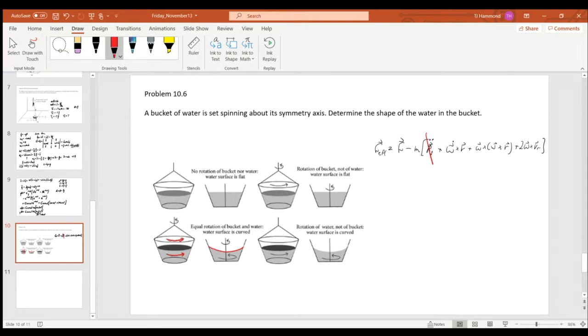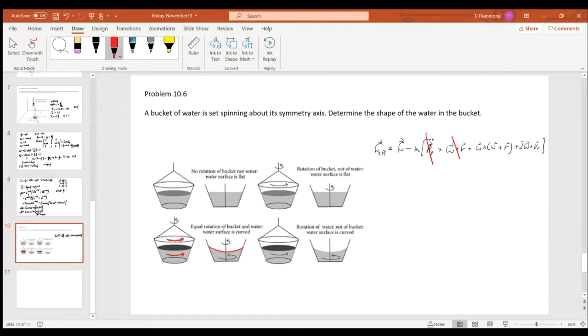And if we're looking at this bottom left case, where the bucket and the water are spinning at the same speed, then everything's in constant motion, and so we don't have an acceleration of the bucket or a deceleration of the bucket, so we're going to assume that this term is also 0.